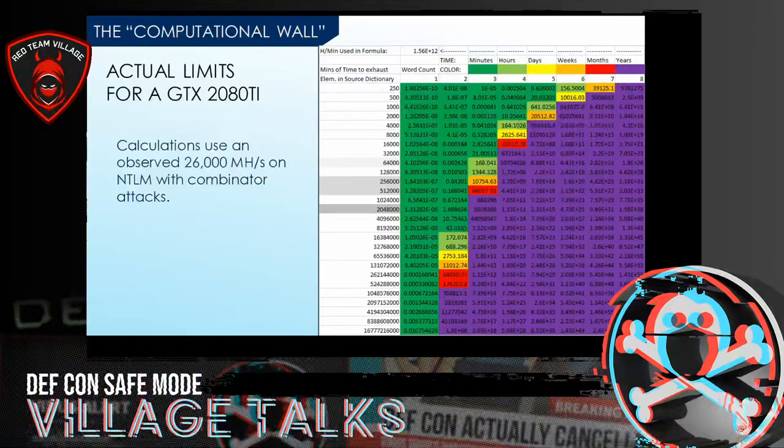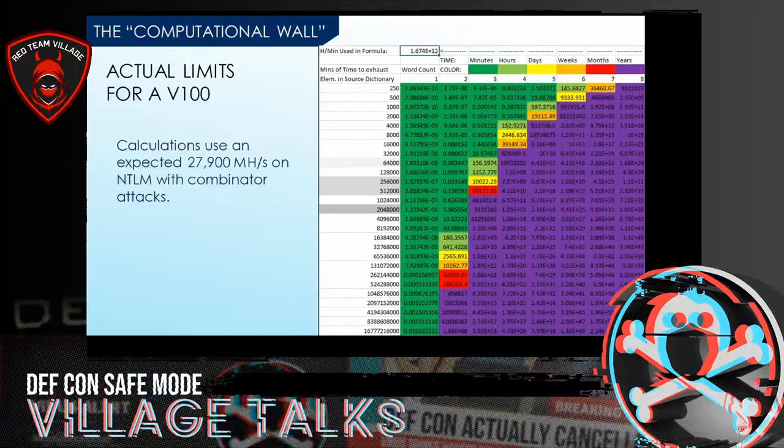And there's a lot of spots here where the jumps in difficulty are sharp. And this is where the idea of a computational wall comes in. A seemingly sudden increase in difficulty that you can't go over. But of course, this is only the chart for a consumer GPU. What about a V100? Well, it's not actually that much different.